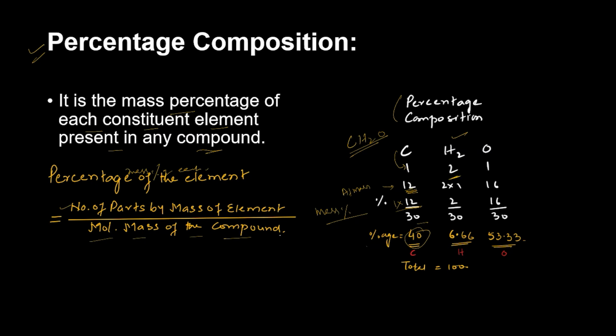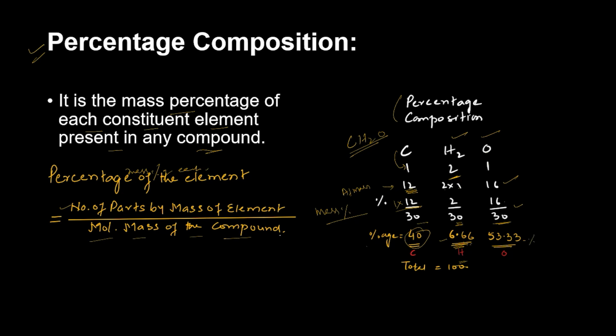there are two parts of hydrogen in this compound, and 2 into 1 is 2. When we divide it by molar mass of the compound, which is 30, it will come 6.66, and hydrogen is 6.66%. Now we talk about the oxygen. Oxygen is one part, and atomic mass of oxygen is 16. And after calculation, atomic mass divided by molar mass will get this percentage.